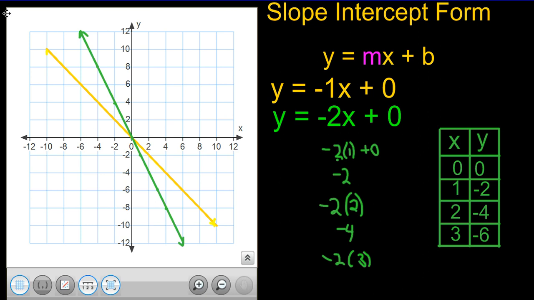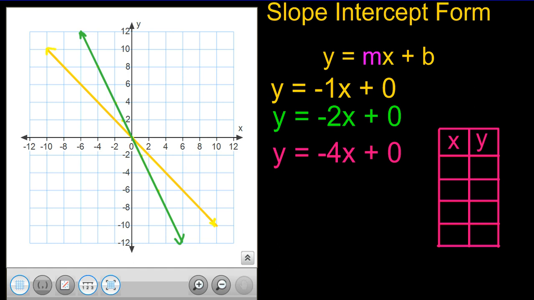Let's go ahead and take a look at the next one. So now we have an m value of -4. And we're going to do the same thing. I start with 0, and when my x value is 0, 0 times -4 is equal to 0. So now I use another number, like 1, because it's an easy number. It works well with this equation. 1 times -4 is -4.